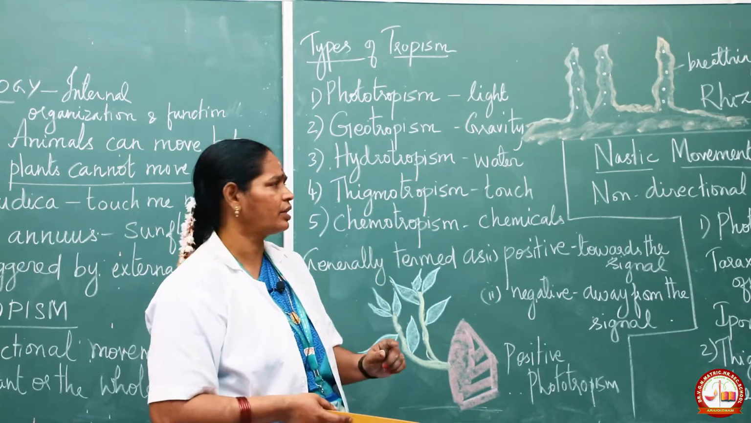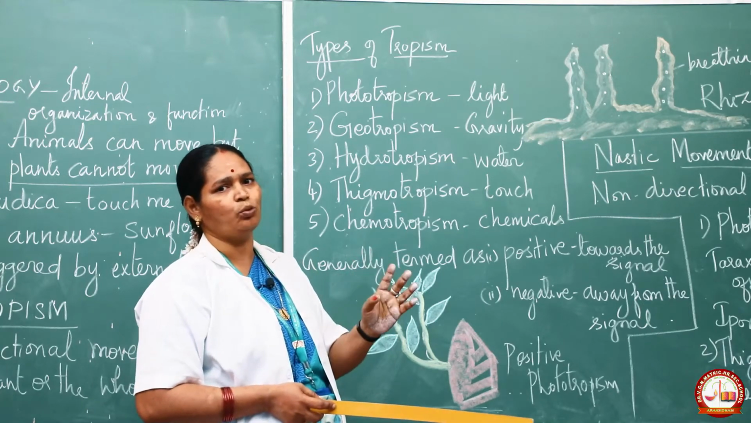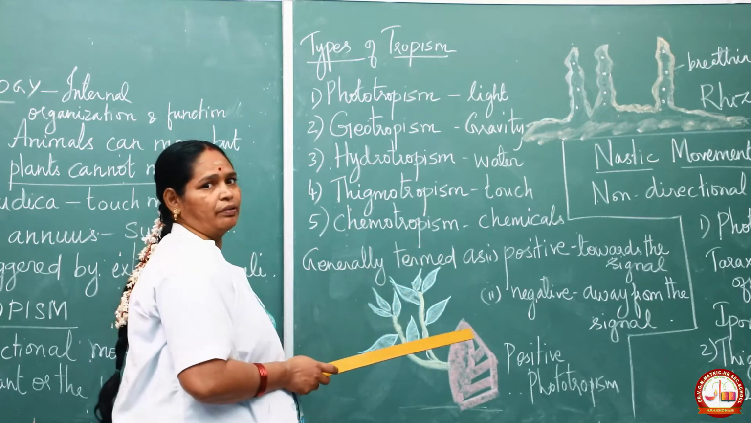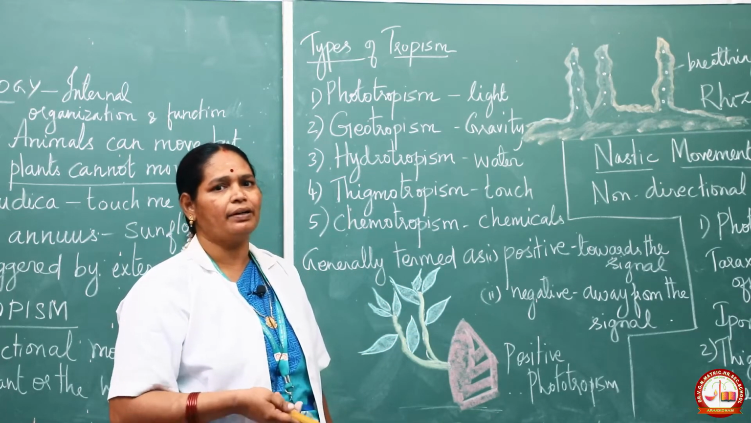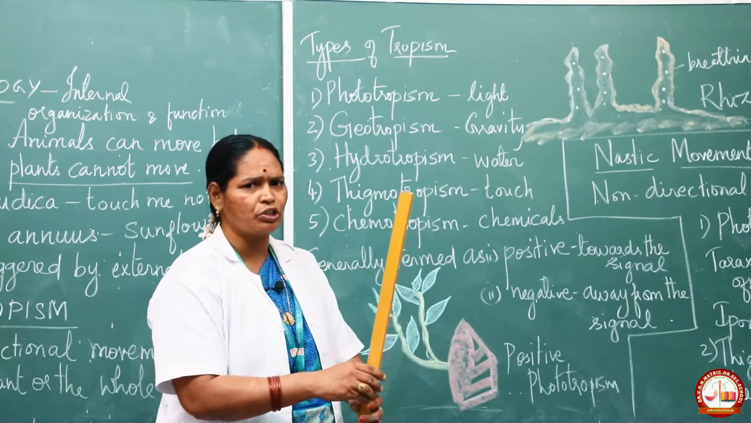Thigmo means touch. The plants touch, feel, and move. Example: the movement of the plant parts towards a touch, as in grapevine, pepper, climbers, creepers and all. See, children, just imagine this would be your support.